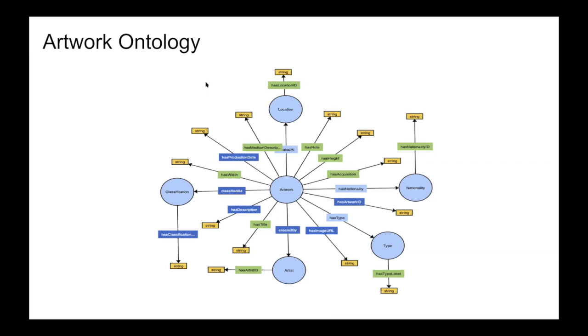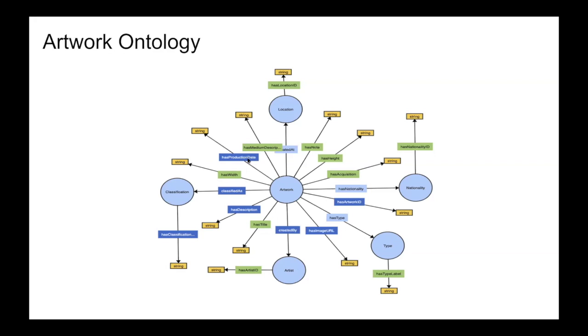So I am Somesh and I'll be going over the artwork ontology. The artwork ontology has five main classes linked to the artwork class: location, classification, artist, type, and nationality. All these classes are linked to the artwork class through object properties, like nationality through has nationality, location through located at, classification through classified as, artist through created by, and type through has type.